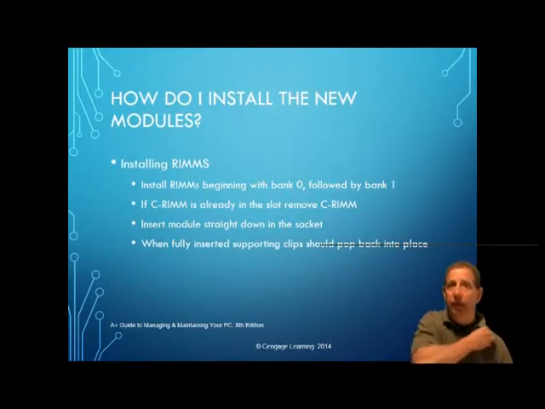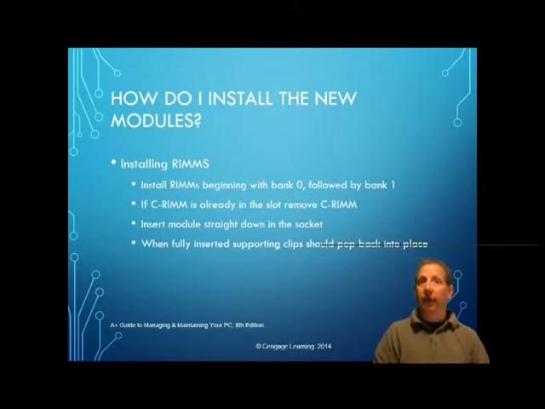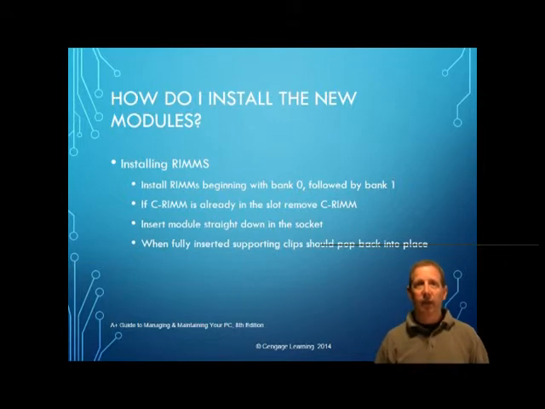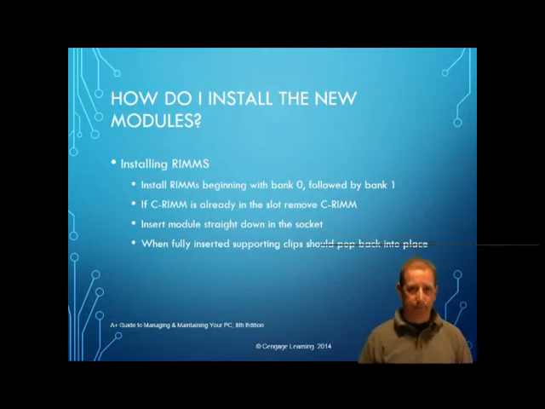For installing RIMMs, install the RIMM beginning with bank 0, followed by bank 1. To know which is which, you have to check your motherboard documentation. Sometimes there will be a 0 or a 1 next to the slot. If a C-RIMM is already in a slot, remove it by pulling the supporting clips on the sides of the socket outward, and pulling the chip straight up and out of the board. When installing the RIMM, notches on the edges might help you orient it correctly into the socket. Now insert the module straight down into the socket, and when it's fully seated, the supporting clips should pop right back into place.